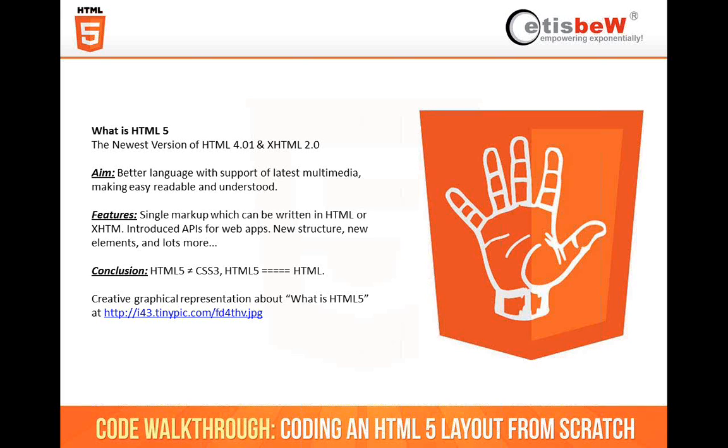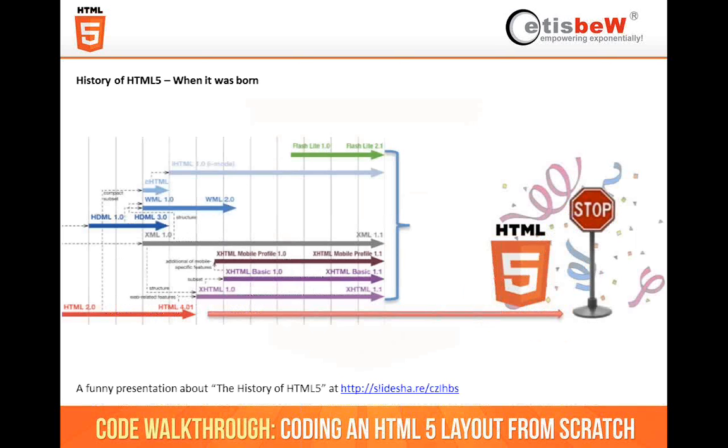That is, what is the history of HTML5 and when it was born. HTML5 was earlier developed in 1990, and now we are in 2012. So from where we started to where we are now, this graph represents in which years the HTML group, the W3C group, have released one version after another.